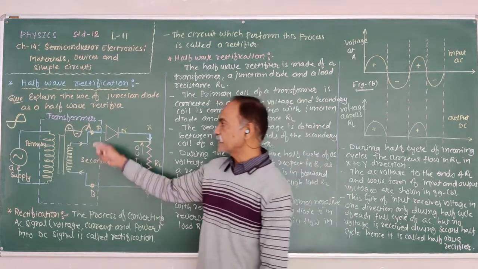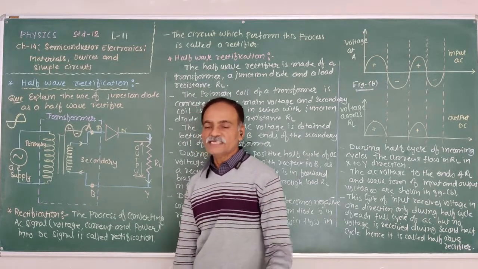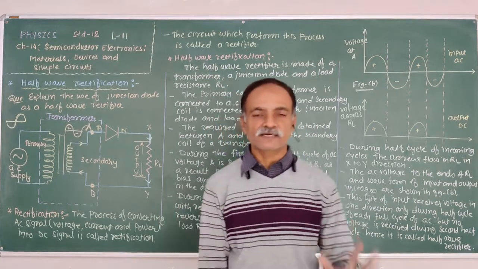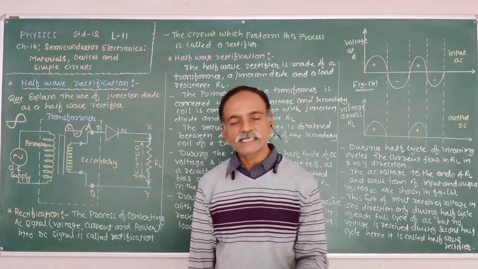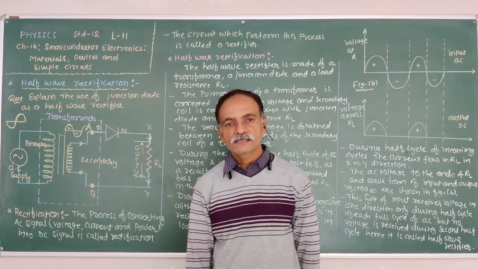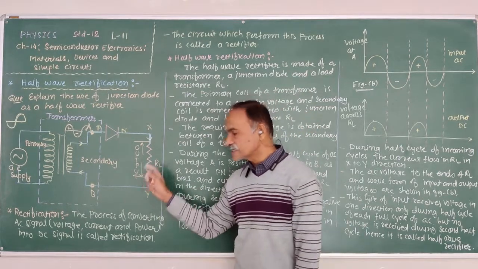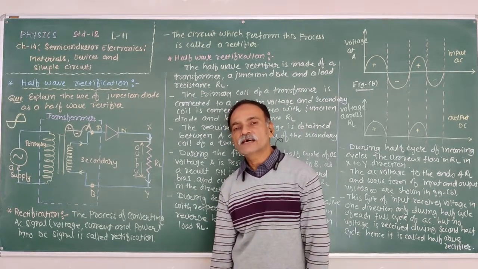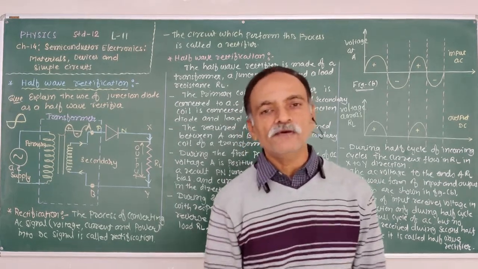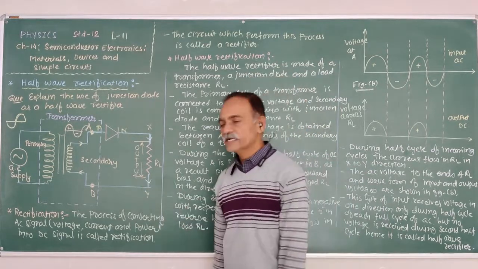For that purpose, we have to connect two diodes. As a result, when one diode is in forward bias, the second must be in reverse bias. When the first diode is in reverse bias, the second must be in forward bias. Thus, we obtain the output voltage across the load resistance RL during both half cycles, and this process is known as full-wave rectification. We will discuss full-wave rectification next.